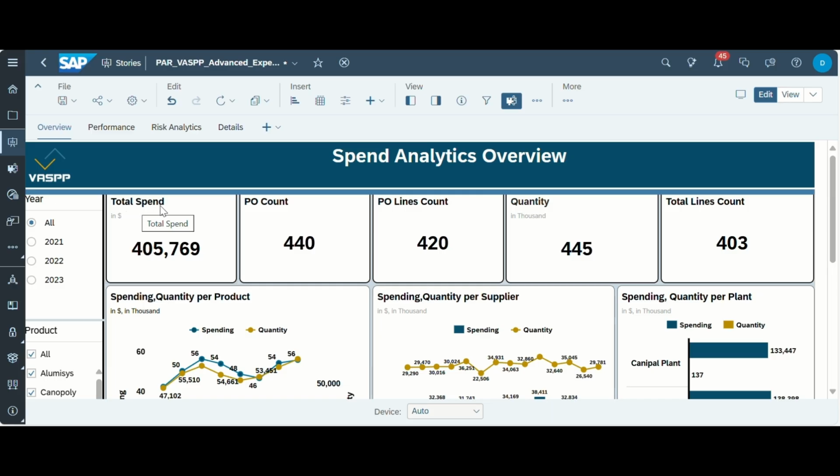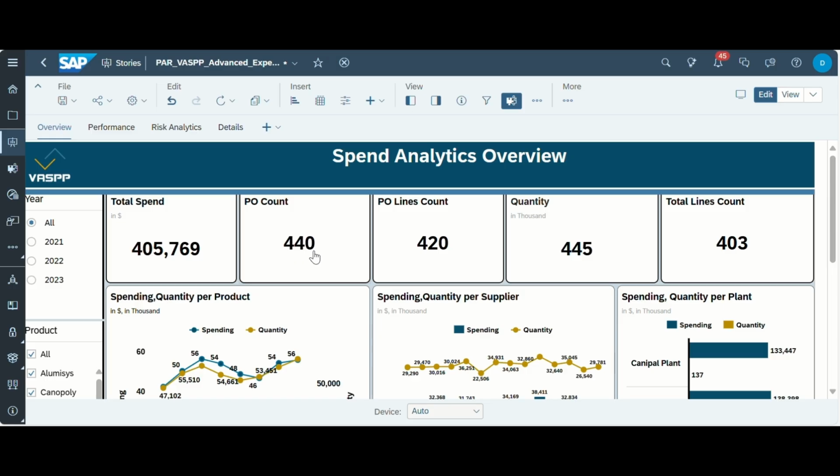Total spend shows the overall amount your organization has spent: $405,769 in this case. This gives you an instant understanding of the financial scale of your procurement activities and where the company is committing its purchasing budget. Next, we have PO count, which stands at 440 purchase orders.